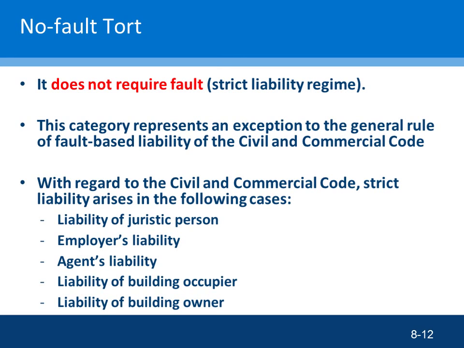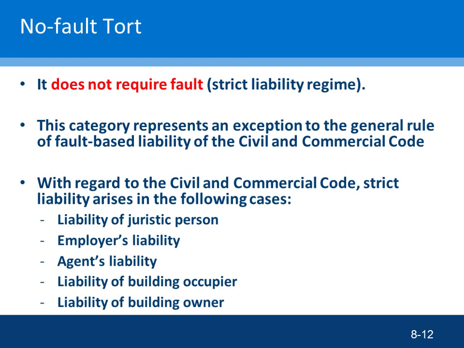Then we have liability of building occupier. The Civil and Commercial Code states that an occupier of a building is responsible for damage or injury occurring from things which fall from the building, regardless of its cause, whether it is by negligence or willful misconduct.